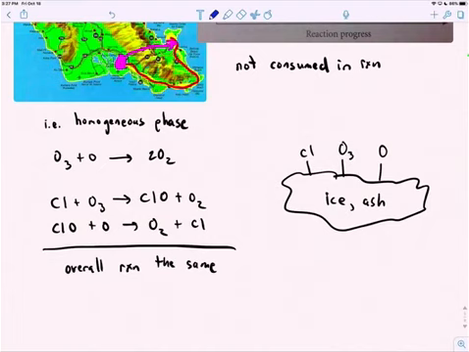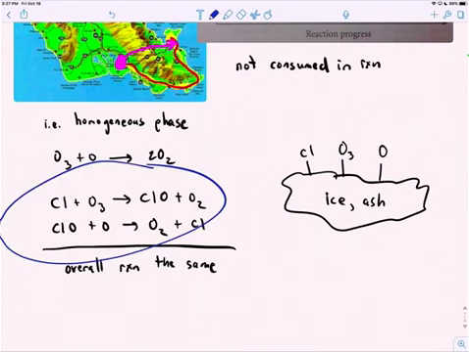The ClO is the intermediate, so that goes away. So the catalyst is regenerated in the chemical reaction. It's not consumed, and the overall reaction is the same. If you add this together, you get that reaction.